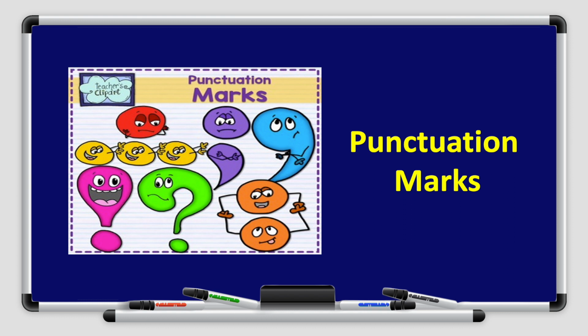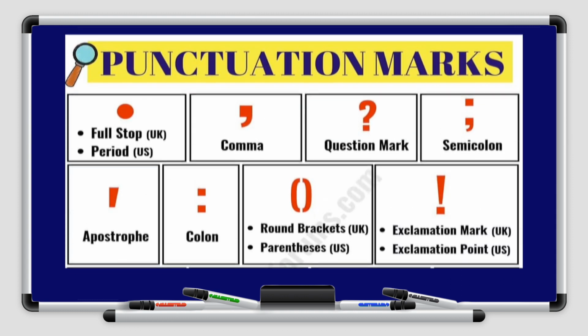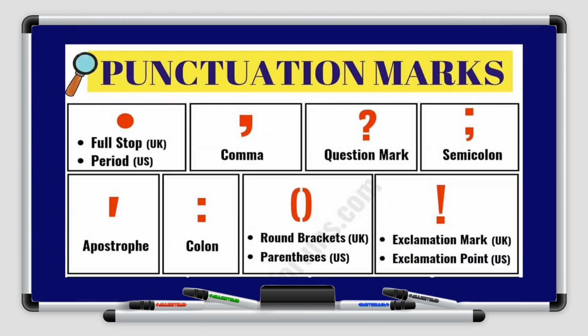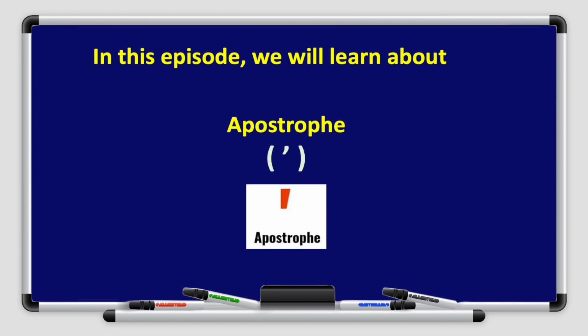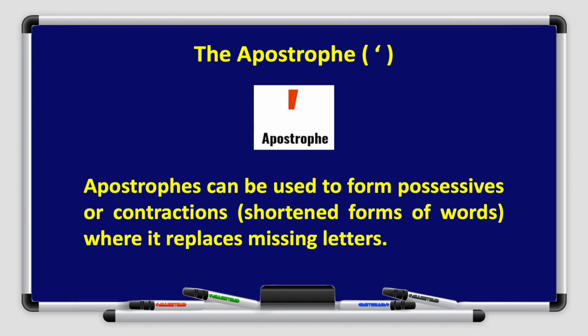Now we're moving on to punctuation marks. We talked about punctuation marks and they are symbols that we use in sentences to make sentences clearer. In this episode, we're going to learn about the apostrophe. Apostrophes can be used to form possessives or contractions, shortened forms of words where it replaces missing letters.